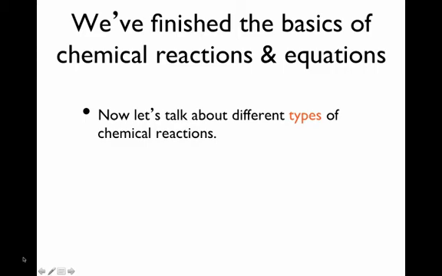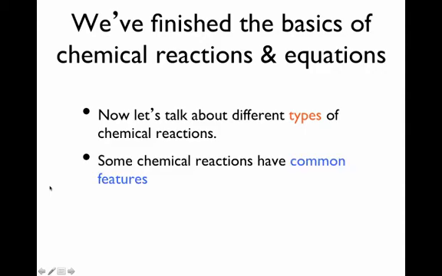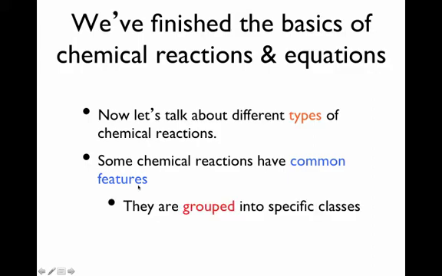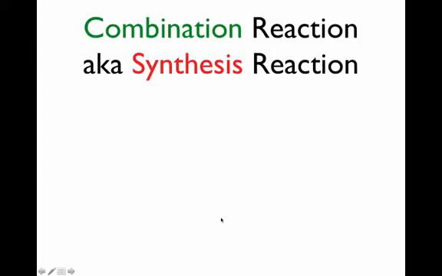So in this section, we are going to talk about different types of chemical reactions. The way to think about this is that there are many chemical reactions that are known. There are probably millions, probably more than millions of chemical reactions that are known. Because of that, chemists will often try to group them into different categories. The idea is that different chemical reactions, even though they're different from each other, sometimes have common features, so you can group them into specific classes.